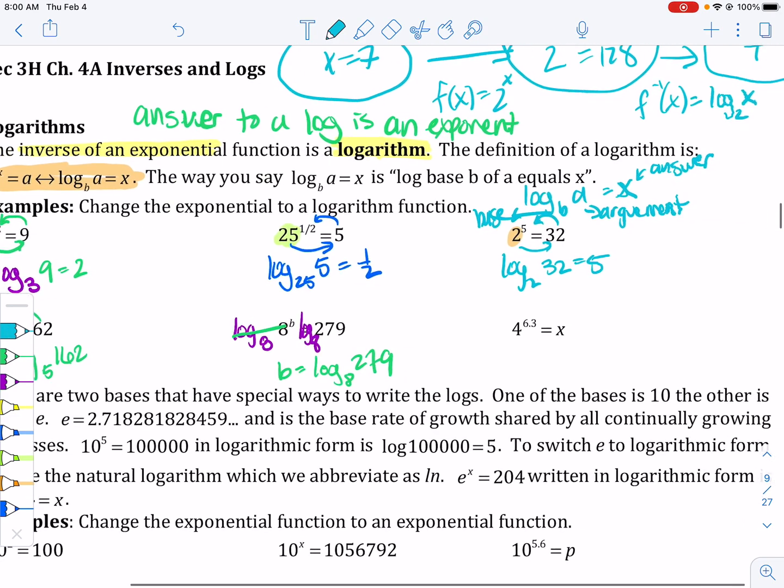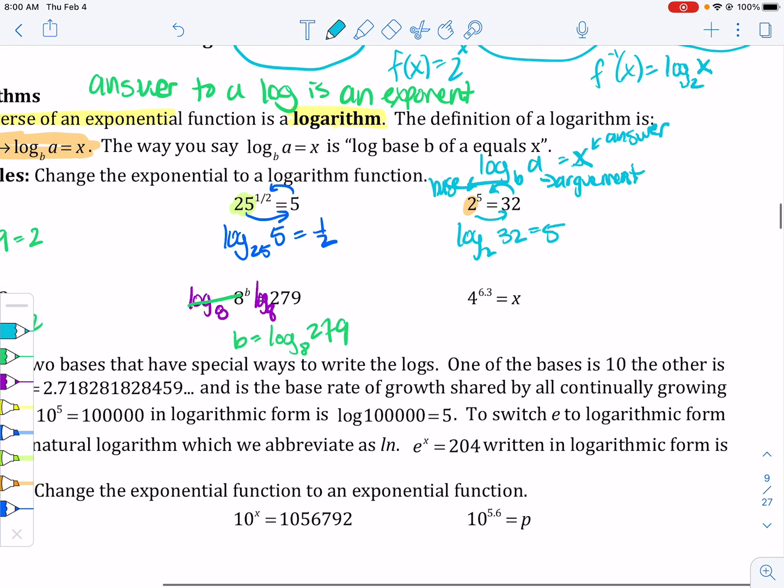So if we try that on the next one, 4 to the 6.3, I still need to identify what my base is. So my base is 4 because it's the thing with the exponent. So I'm going to do log base 4 of both sides. Okay. So log base 4 of 4 to a power, the log base 4 of 4, those undo each other, so we get 6.3 equals log base 4 of x. Okay. I don't care which way you do it, I just need you to do it.